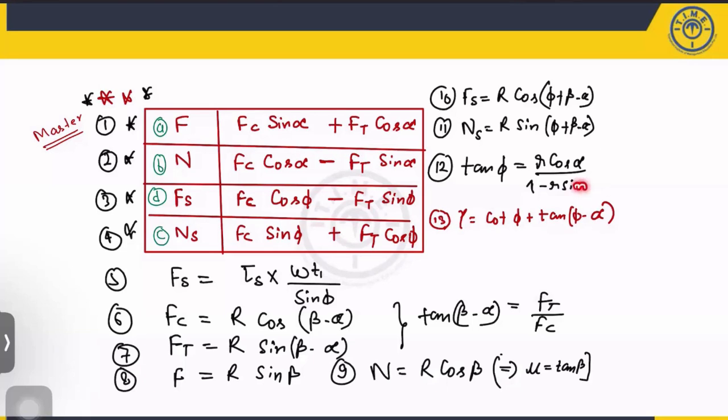This is sine alpha, 1 minus r sine alpha.